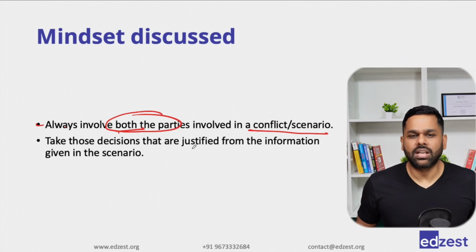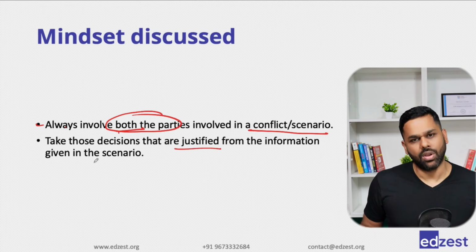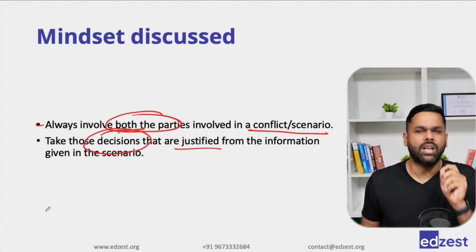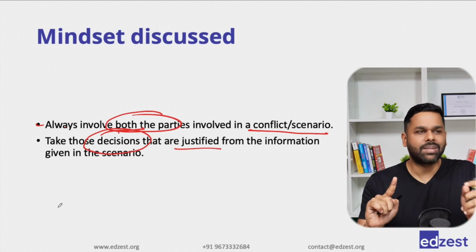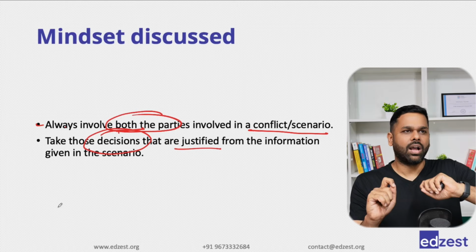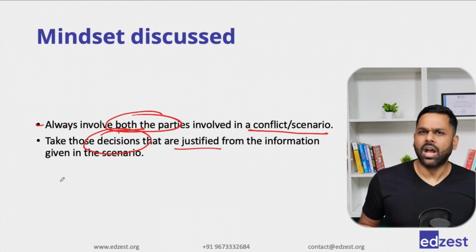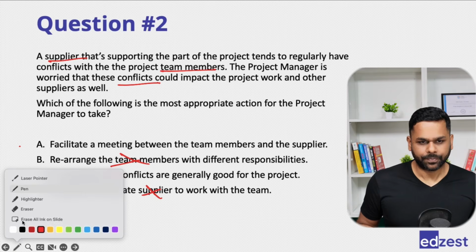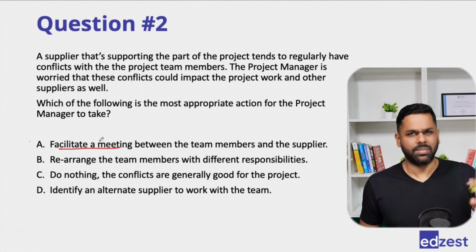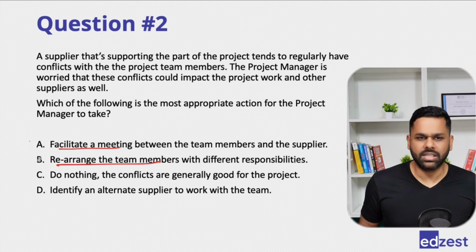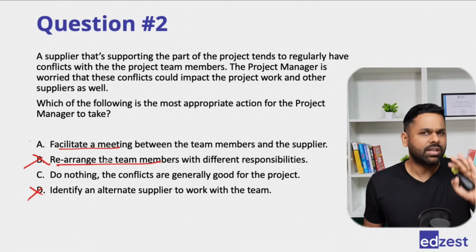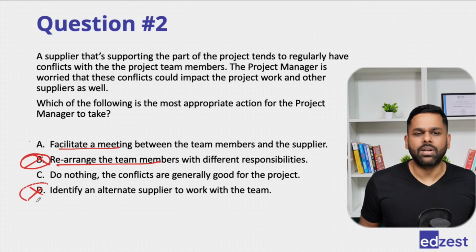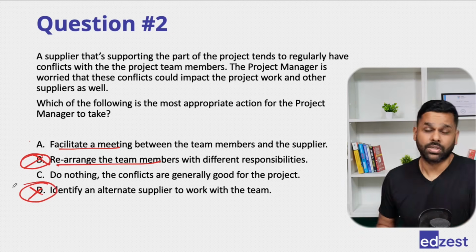Second, take those decisions that are justified from the information given in the scenario. Always take a decision. Decision taking is a very, very important aspect. Whatever decision that you take will make or break your project. Right? So you cannot take it based on assumption. You cannot take it based on just your feeling. Let us see in the same question, how does that apply? Right? Again, facilitating a meeting is not a decision, we are just meeting. Rearrange the team members, a decision. Identify an alternate supplier, a decision, we can eliminate this. Right? Do nothing is something else which is not applicable on this mindset, but applying the two mindsets, you are able to eliminate two options quickly.